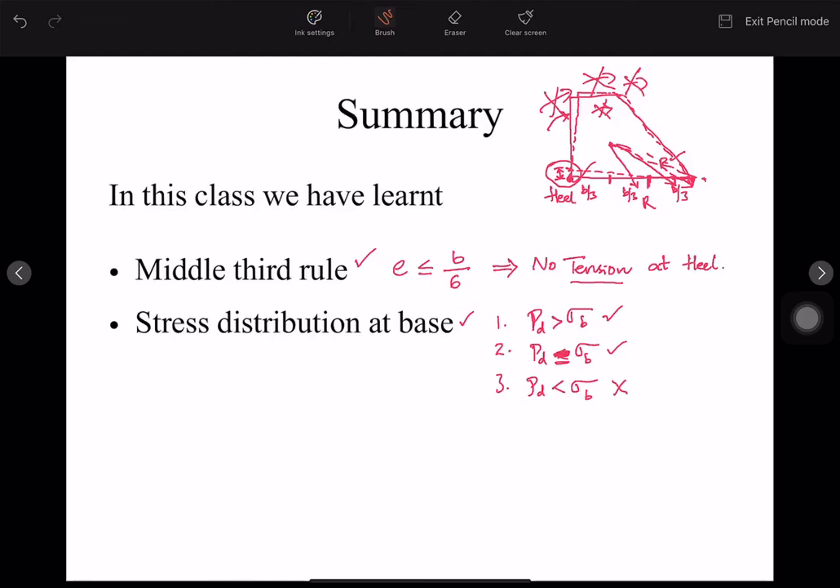So these are all the things which I have covered in this class. These are very important topics in the analysis of a dam structure. Once go through everything and try to understand each and every point of this concept, which will be helpful for you in future classes.